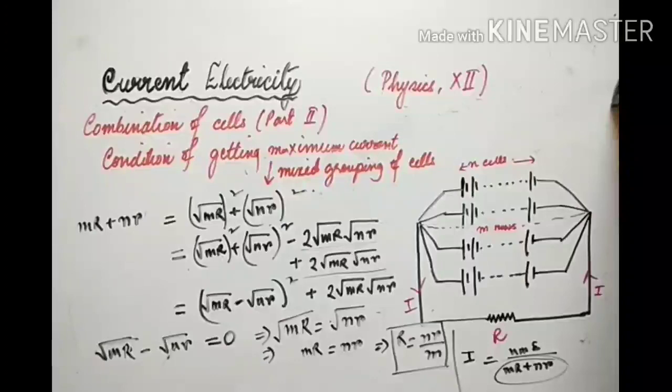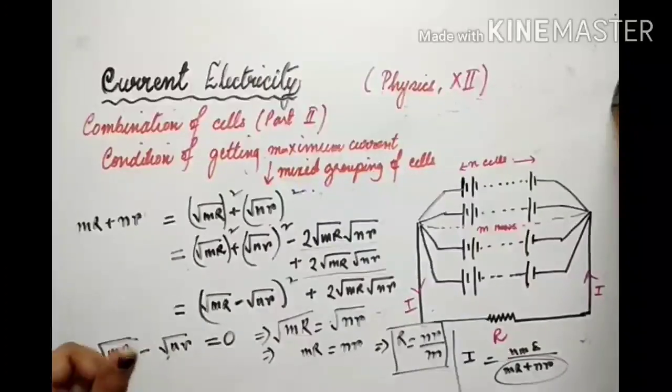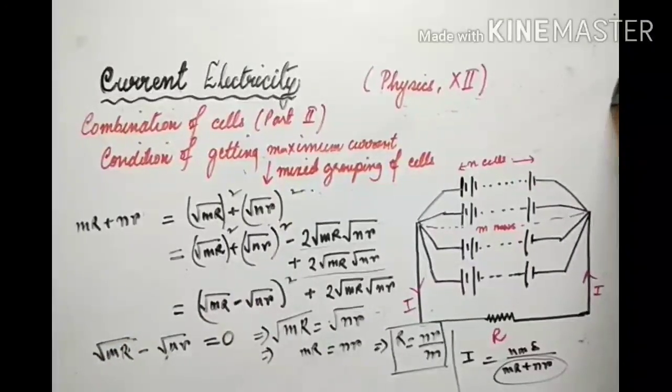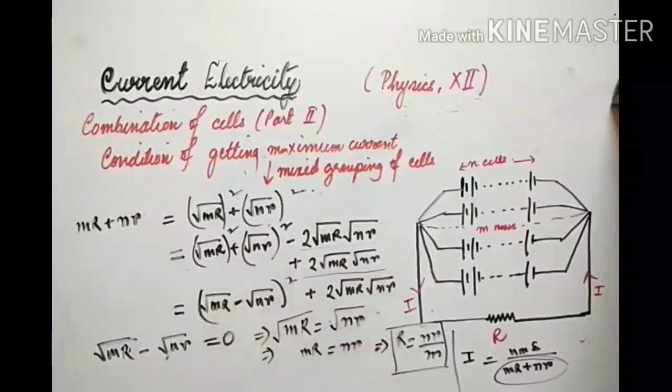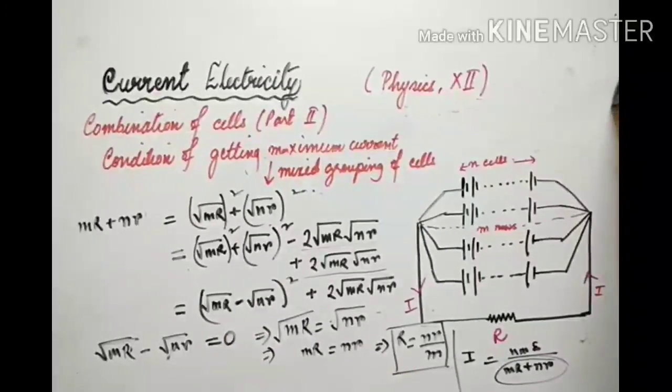First we solved for cells arranged in series. Next we did for cells in parallel, and here both series and parallel conditions are maintained. So in this case we found the condition for maximum current in a different way. We simplified it in this manner, so this value will be minimum when we take this term as minimum. We solved it and we get R equals nr by m.